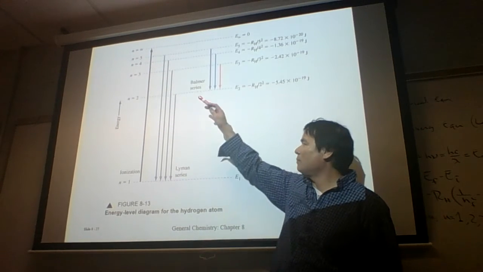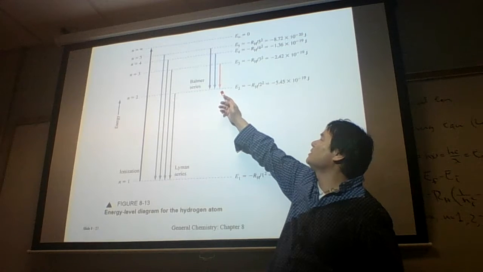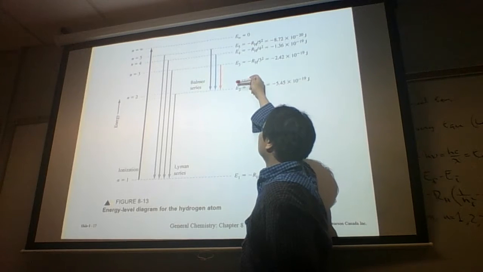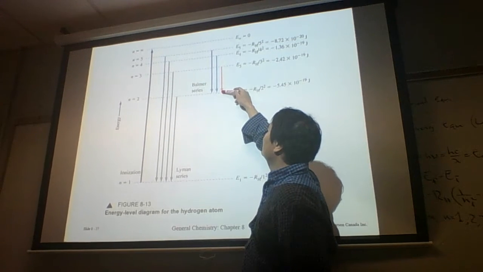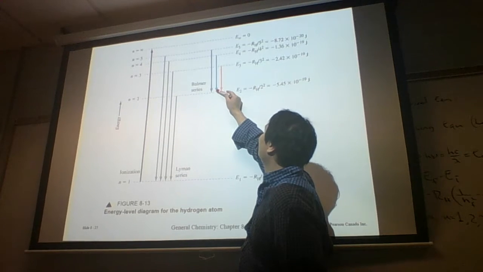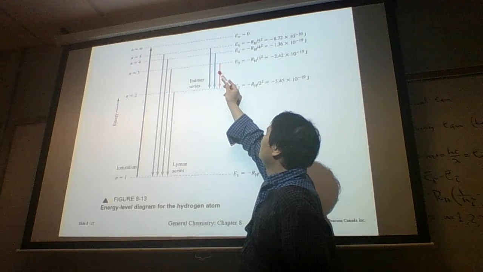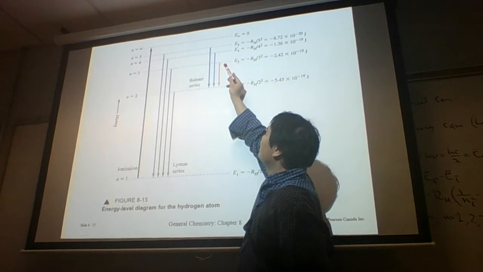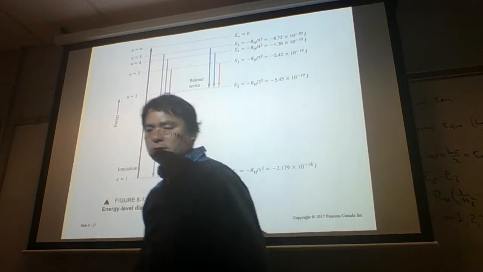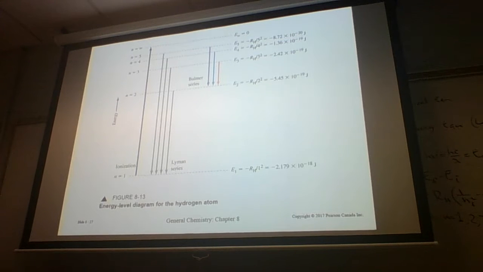But it doesn't have to drop all the way to the ground state. It could go to the second floor. If it goes to the second floor, then we get the visible lines here. And so going from the third to the second results in the red line that we see in the spectrum. Going from the fourth to the second results in the green line. The fifth to the second results in the blue line. And the sixth, which is not shown here, the sixth to the second results in the violet line. These colors are screwed up, but it doesn't matter. We can calculate those.